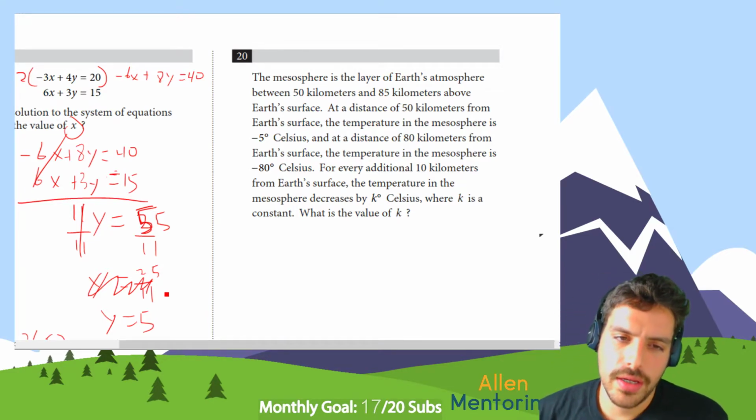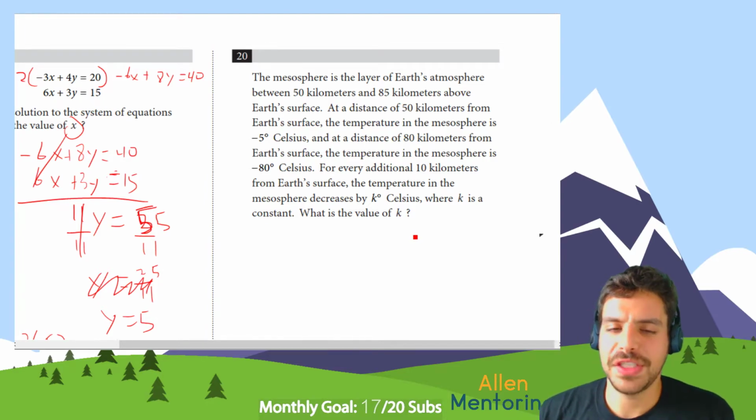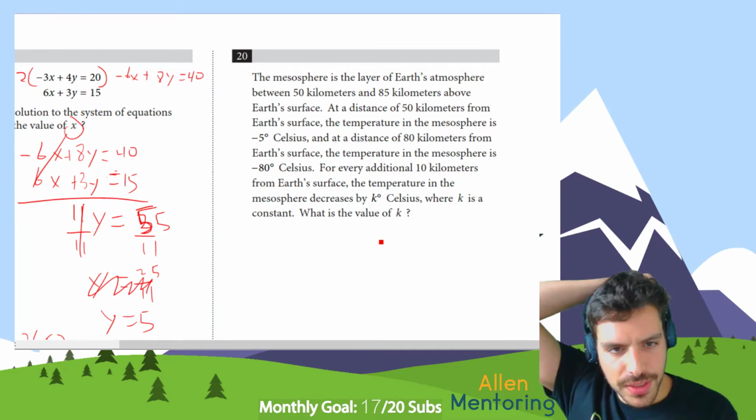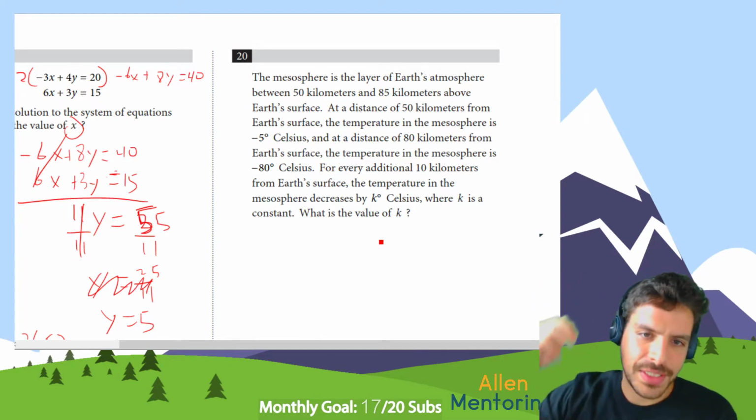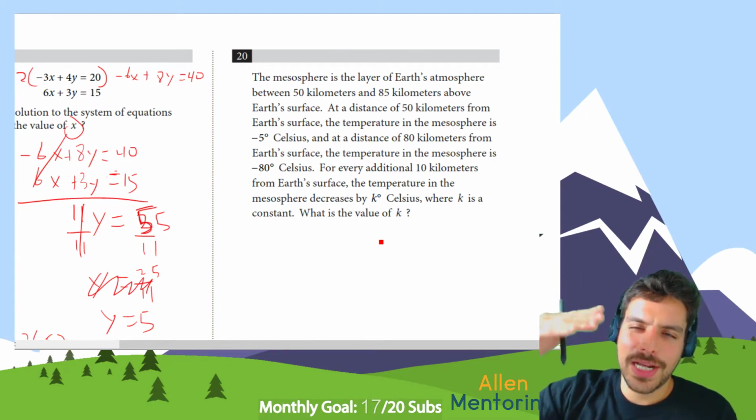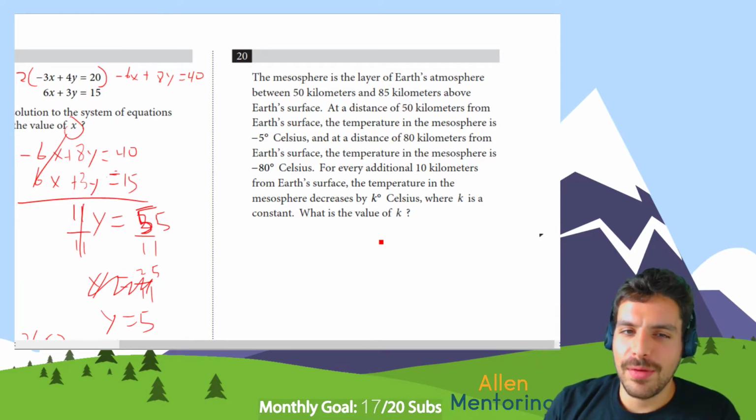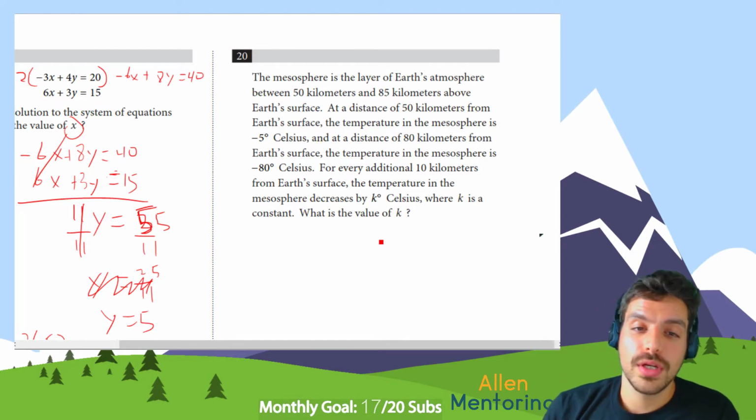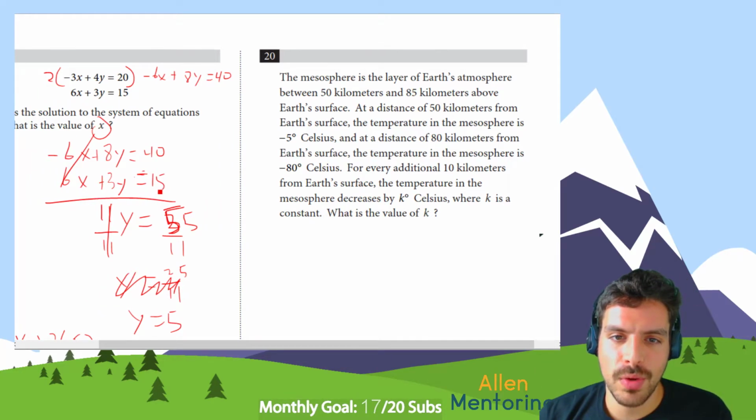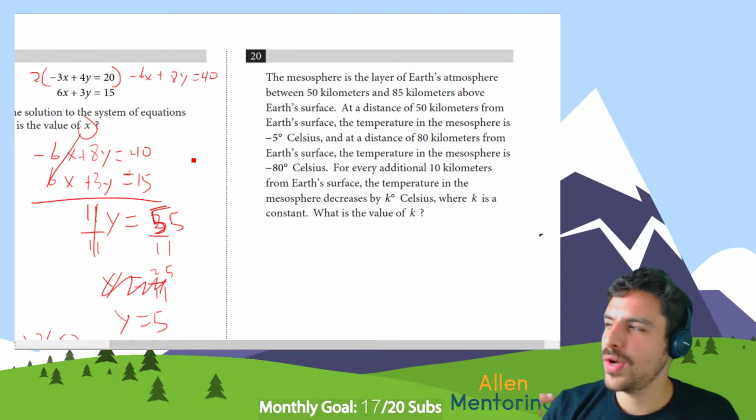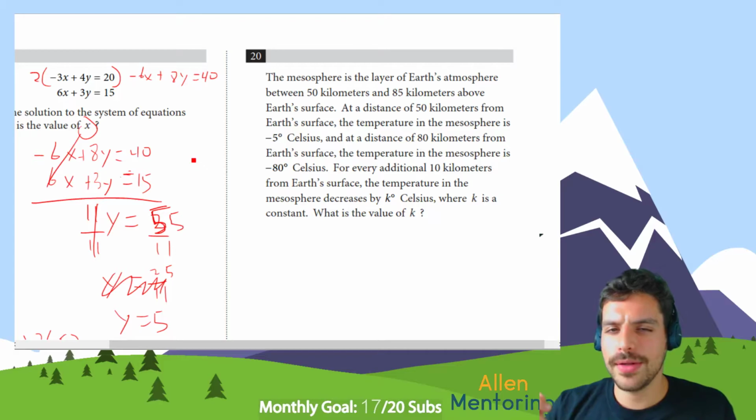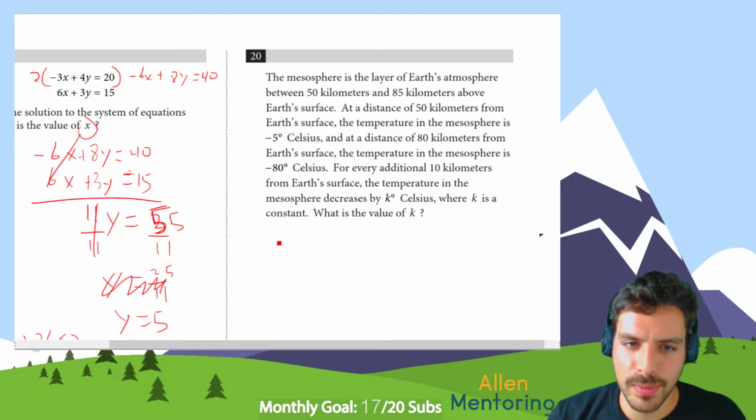Oh, okay. So they're basically asking us for the rate of change, right? They're saying for every additional 10 kilometers, it decreases by k degrees. So that's kind of a rate of change problem. And rate of change we also know as slope. So this is very similar to what we did in that other problem with the training, where it was weeks of running and how many miles, something like that. So it's a very similar problem, right?